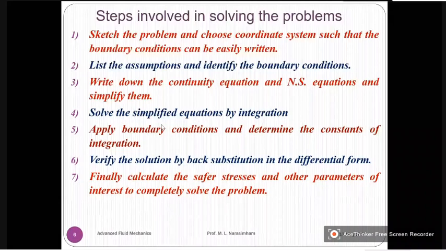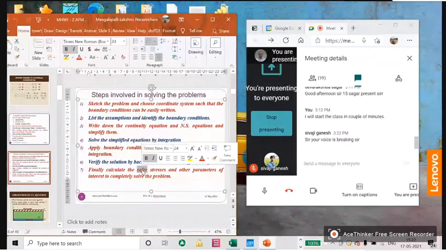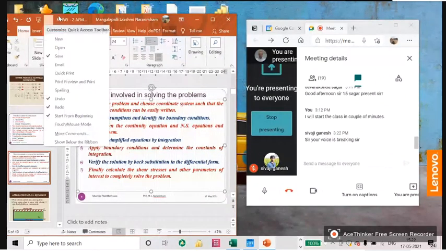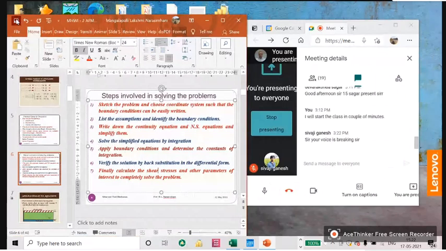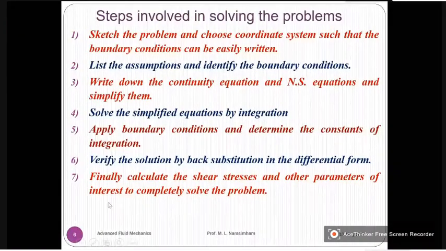Then the sixth step is to verify the solution by backward substitution in differential form. And finally, calculate the shear stress, not Schaefer. It is a typo error. I will correct it. Shear stress and other parameters of interest to completely solve the problem. So this is the procedure.